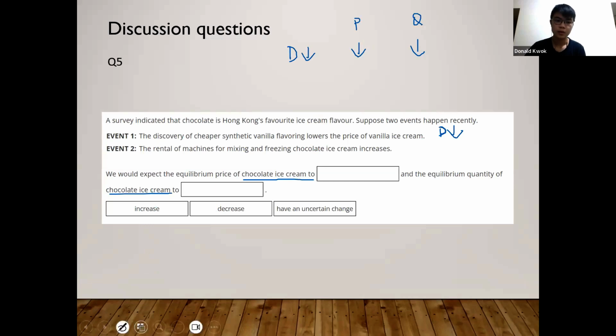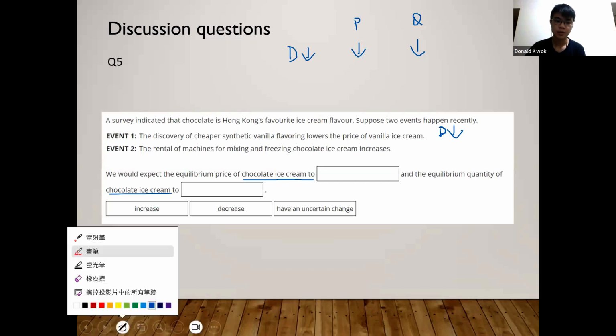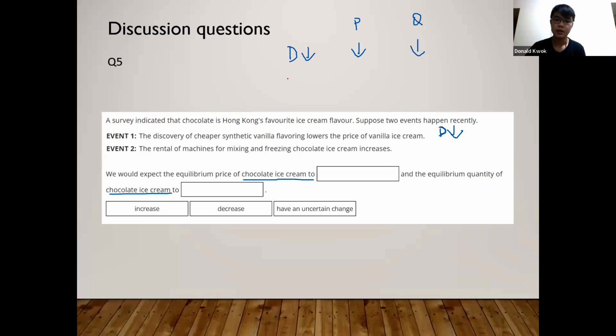But for event 2, the rental of the machine for mixing and freezing chocolate ice cream increases. So this is talking about the production cost of chocolate ice cream. So with a higher production cost, the supply of the good would fall. Okay. So how does a decrease in supply affect the price and quantity transacted? The price should increase while the quantity transacted should fall, right? So this is about the impact caused by event 2.